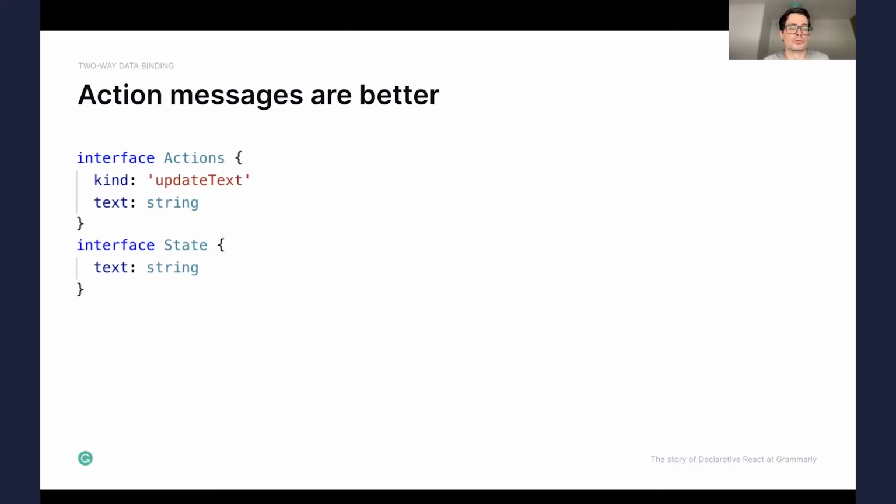And everyone who used Redux or other similar libraries knows this: when you have an action as a value, you can do many useful things with it. So this is what we also did. For example, imagine you have some state that contains text, and you have an action that, for example, updates the state.